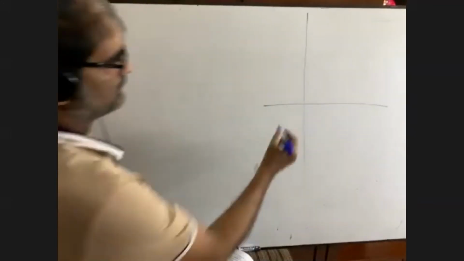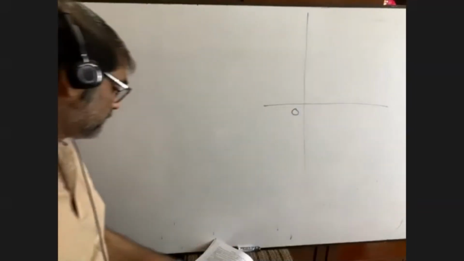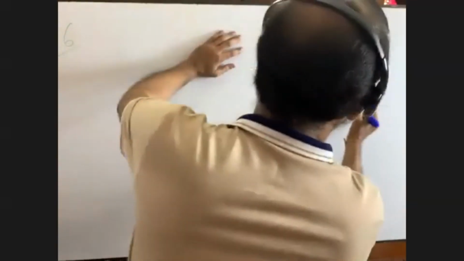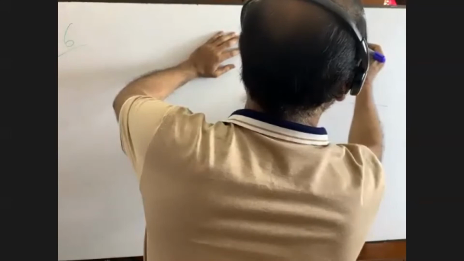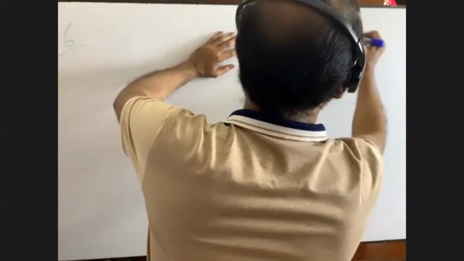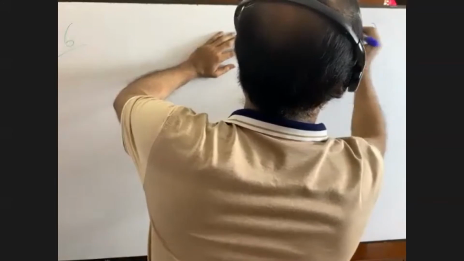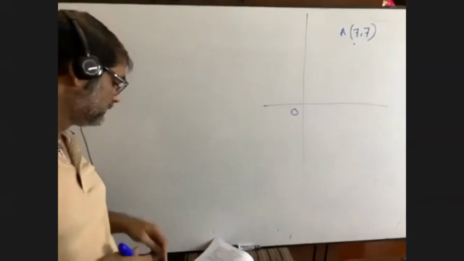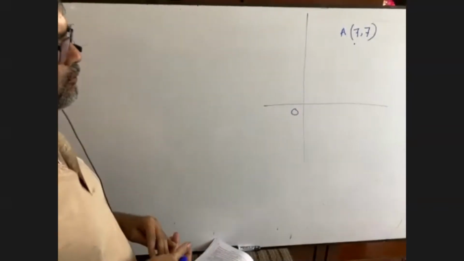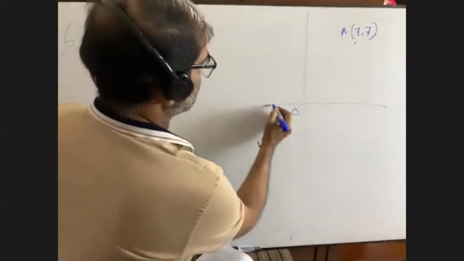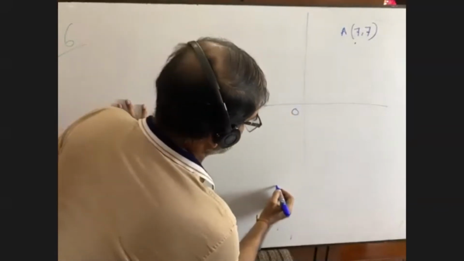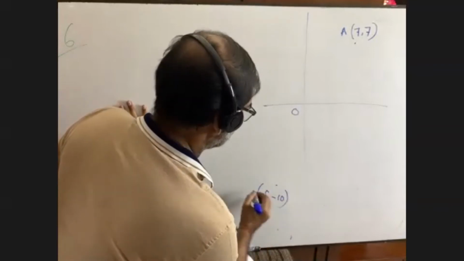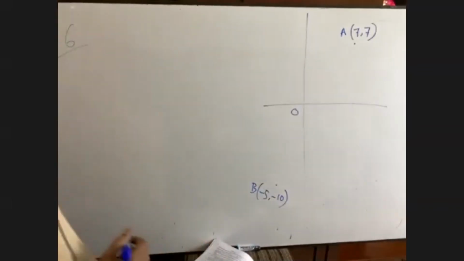This is the x-axis. This is O. Then points are given 7, 7, minus 5, minus 10. Suppose this is 7 and it is 7. So it is 7, 7. And this is A. And it is also given another point, minus 5, minus 10. Suppose this is minus 5. So 10 is here, right? Minus 5, minus 10. Talk to me. Is it?